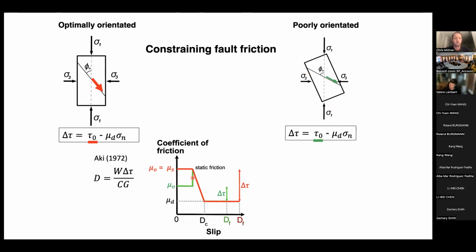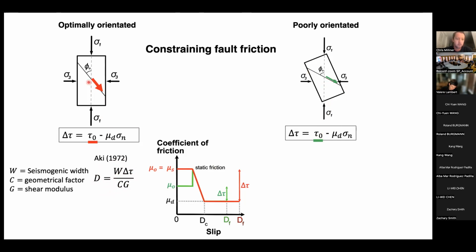So the idea is that with this simple equation here by Aki et al., D is the amount of displacement along the fault, W is the seismogenic width, C is a geometrical factor, G is a shear modulus, and delta tau is the stress drop. We would expect the amount of slip to scale with the amount of stress drop.